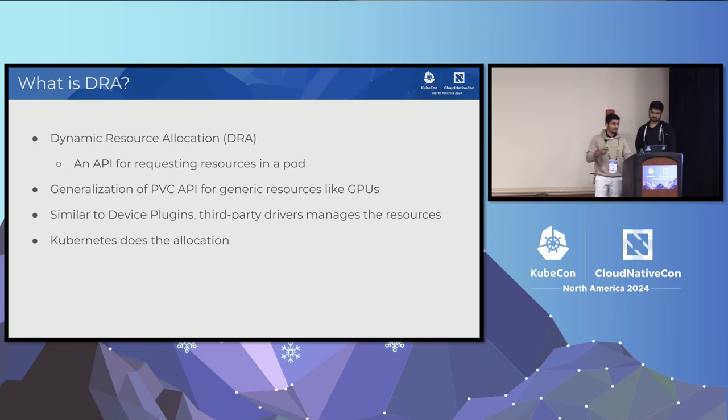Just a quick summary. DRA has been worked on in the community for some time now. It's a new API, a new way of allocating third-party devices like GPUs, that handles many more use cases than what traditional device plugins did. It's highly inspired by the PVC API. So you can request a device like a PVC, and then users can get those devices allocated.